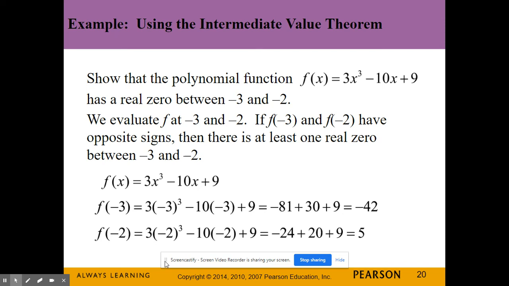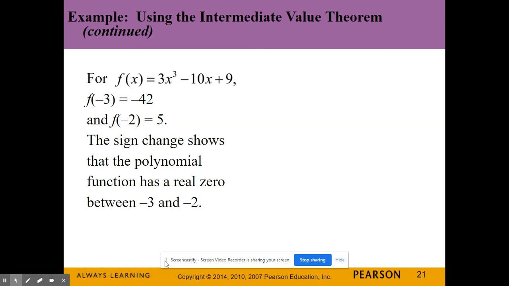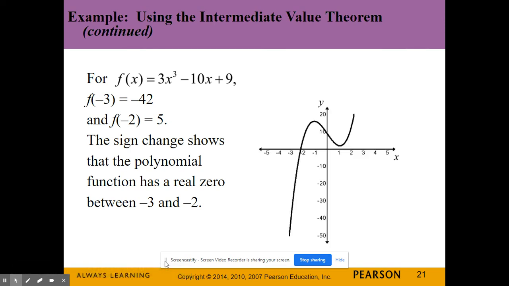So when you evaluate first for -3, you end up with -42. When you evaluate for -2, you end up with 5. So they're opposite signs. So that means you can guarantee that there is a zero between -3 and -2. That's what it's saying here. The sign change shows that the polynomial has a zero between -3 and -2. And then when you actually graph the function, there is that zero crossing between those points.